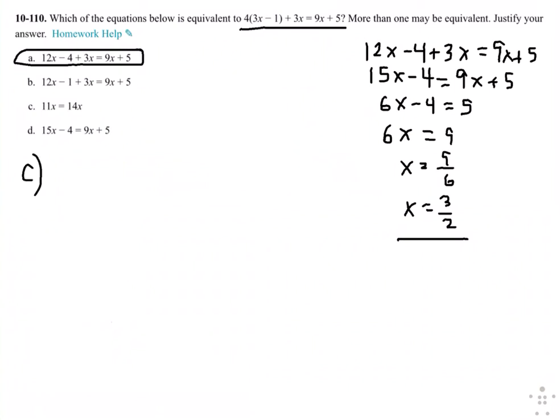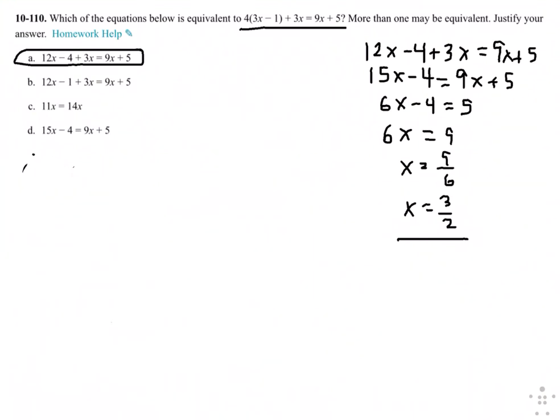So C, 11x equals 14x. Well, clearly this isn't going to work, right? So we have 0 equals 3x, 0 equals x. So that clearly doesn't work, right? x is not 0, right?